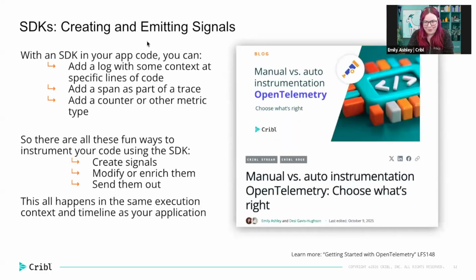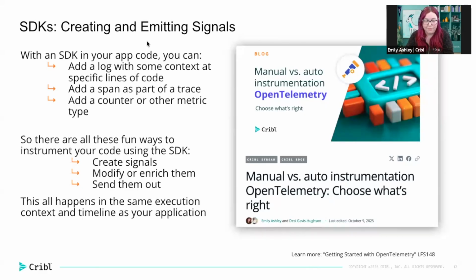So SDKs are part of OpenTelemetry, the software development kits. These technologies in the project help you create and emit these signals. You'll embed them in your applications. With an SDK in your app code, you can add a log with some context at specific lines of code. You can add a span as part of a trace. You can add a counter or other metric type. So there are all these fun ways to instrument your code using the SDK. You can create signals, modify, enrich them, and send them out. This all happens in the same execution context and timeline as your application as it's running.